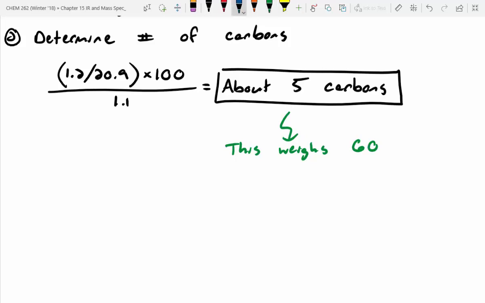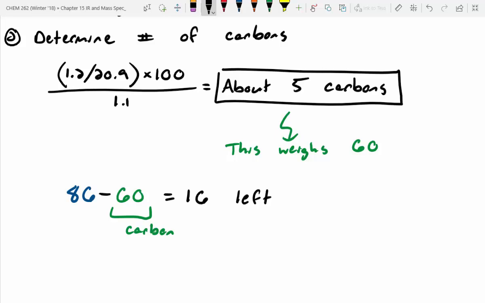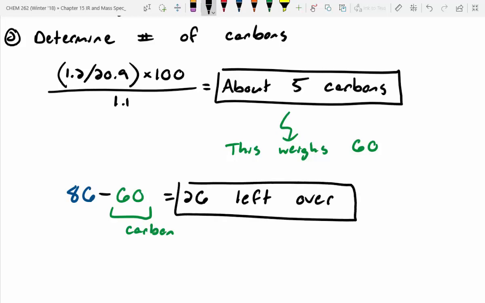All right, that means that our parent was 86 minus the 60. This is from the carbon. Means that we have 16 left over. Oh, 26, excuse me. I can't do math. All right, so 26 left over.